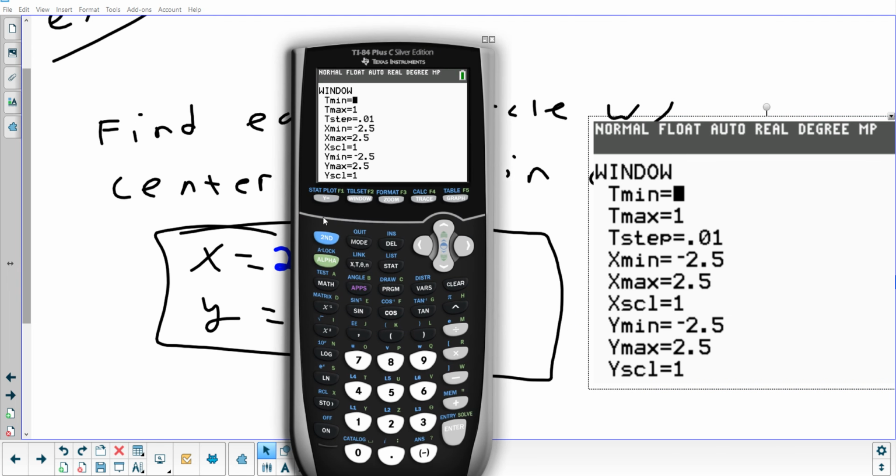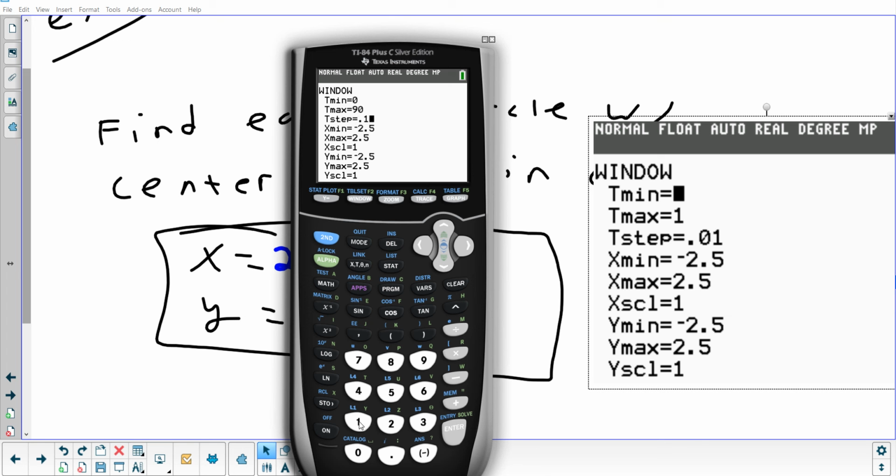Now, I'm in degrees. And let me draw with T min 0. And let's do T max at 90. Now, stepping by 0.01 is too much. 0 to 90, stepping by 0.01, that's 9,000 points. Too many.